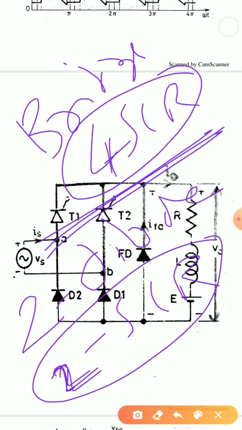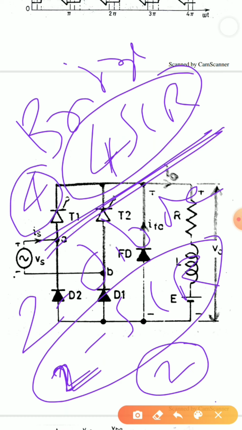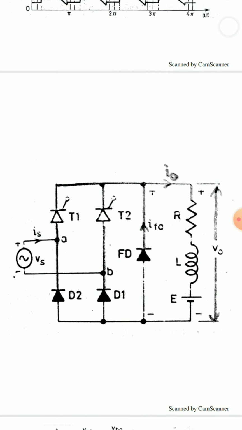As we are having only 2 SCRs, only 2 firing pulses are required. Here 4 firing pulses are required. The complexity is reduced and we have many more advantages. So for achieving that, what we are doing is we are going for a semi converter.